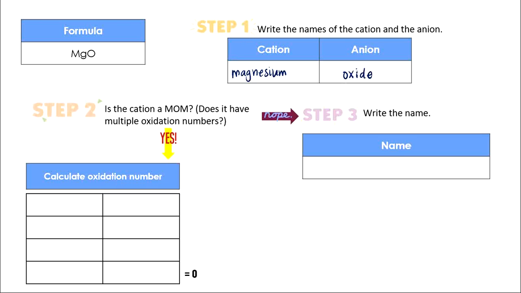Remember, we have to change the ending. Step 2, is the cation a MOM? Remember what MOM stands for. Is it a multiple oxidation metal? We'll find magnesium on the periodic table. Magnesium is number 12. Does it have multiple oxidation numbers? No, you know that magnesium is +2. It will always be +2. So no, it's not a MOM. So we skip this here. And step 3, we're going to write the name by putting it together, magnesium oxide.